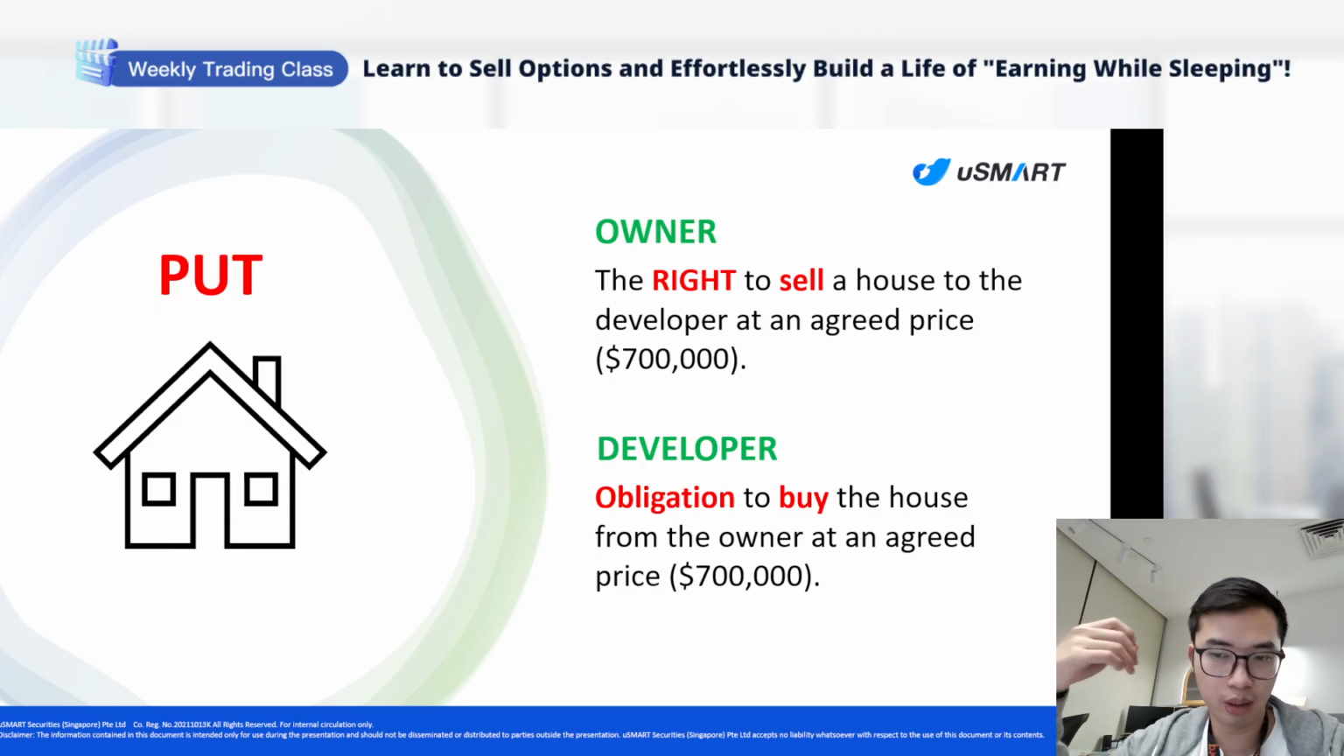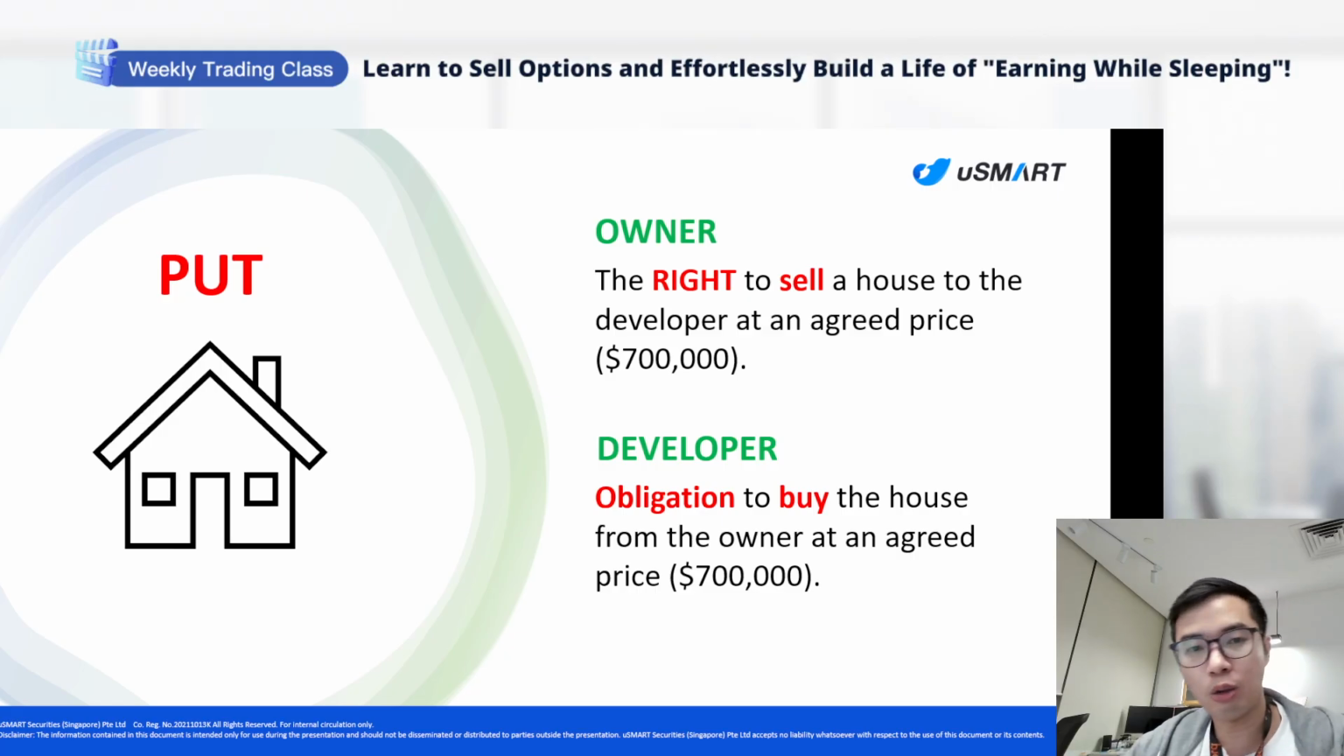And then if you want to sell, you can also decide not to sell the house, because you can decide not to exercise the option. When the price goes up from 700,000 to 800,000, why would you sell at 700,000? Outside, the market price is 800,000. I might as well sell it at the market price, and just lose the deposit in this case.